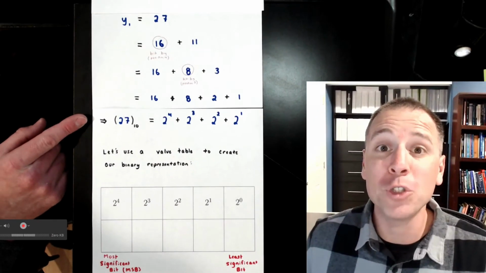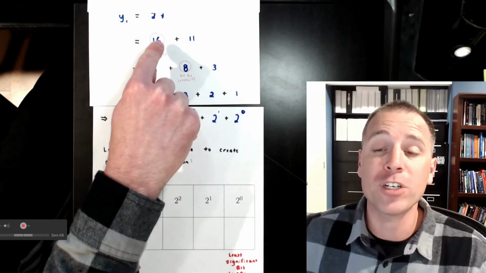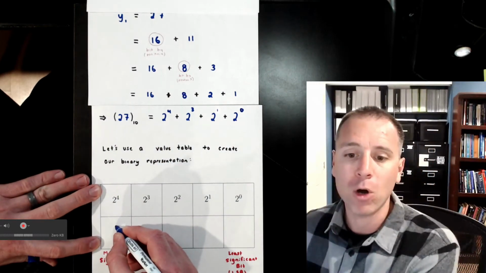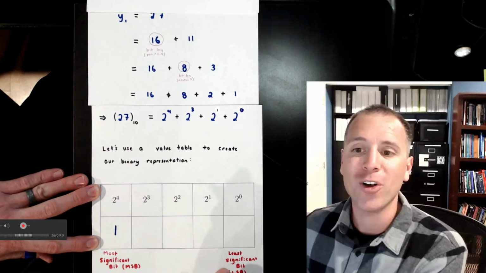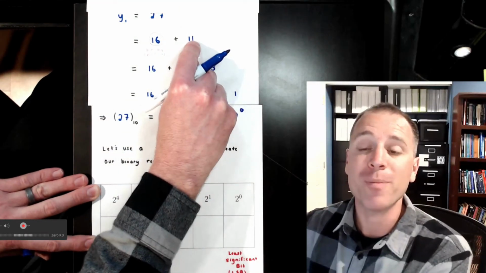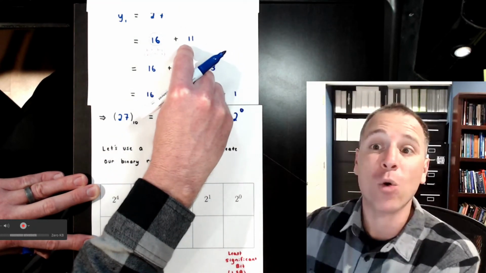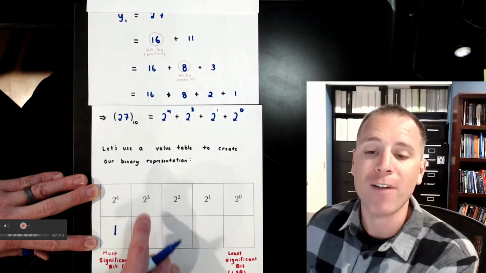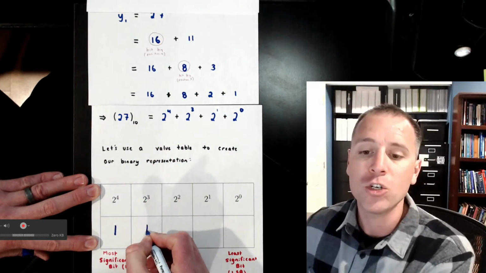Which powers of 2 did I use? Well, in the first step, I had 2 to the 4. In that first situation, I pulled off the most significant bit. I have one of those. Then when I had the extra information, I looked for the next highest power of 2. The next highest power of 2 was 2 to the 3rd. So here in my value box, I know that I have 1, 2 to the 3rd.